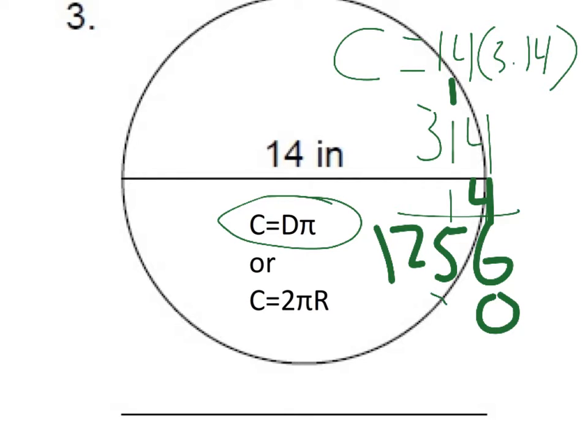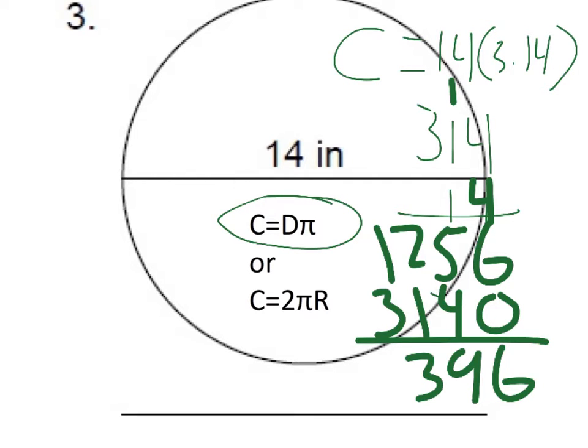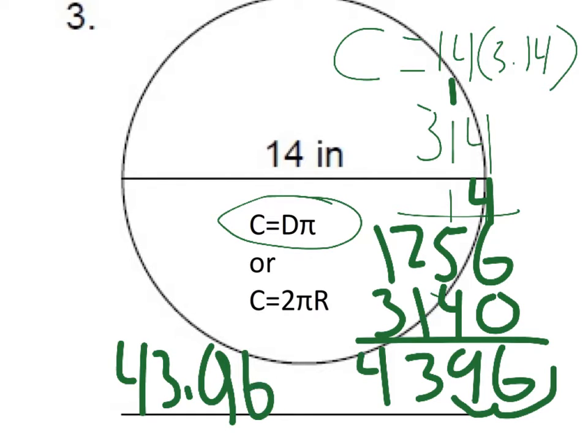1 times 4 is 4. 1 times 1 is 1. 1 times 3 is 3. 6 and 0 is 6. 5 and 4 is 9. 2 and 1 is 3. 3 and 1 is 4. And then we bring the decimal back in and we move it to the left. 1, 2. The circumference of a circle is 43.96 inches. That's it.